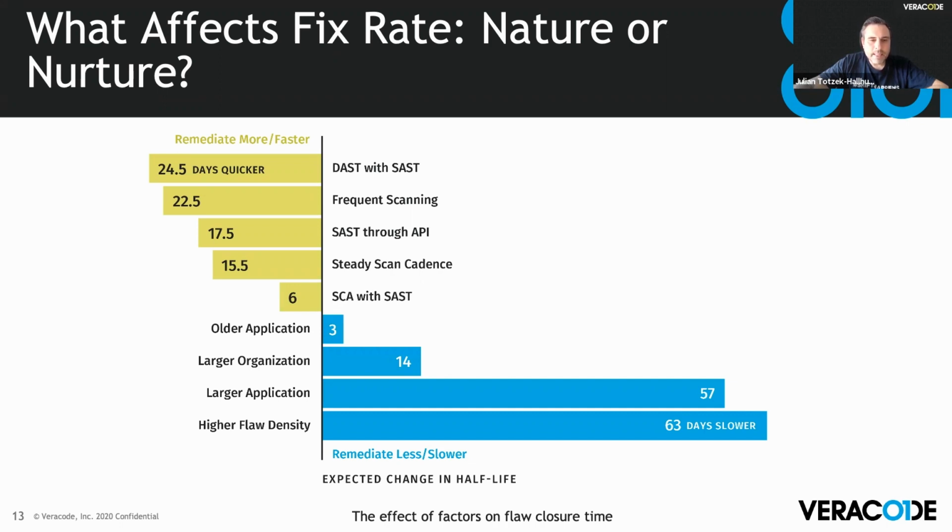Scanning frequently and using dynamic scanning in addition to static scanning can each reduce the half-life by as much as a month. Dynamic scanning may improve fix rates because it highlights to developers that the vulnerability does in fact have real-world risk. What we found for applications that have integrated security testing with the API, that is building security analysis directly into the development pipeline, is quite interesting.